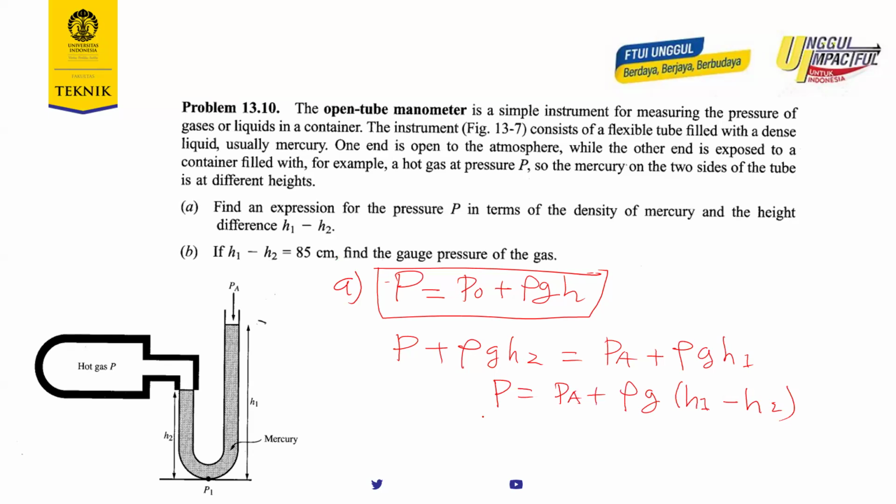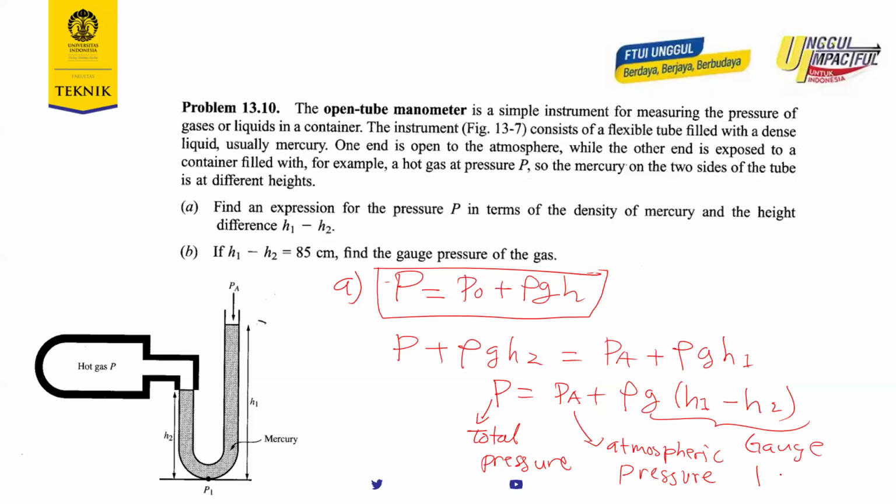We know that this one is the total pressure. And this one is the atmospheric pressure. And this one is the gauge pressure.